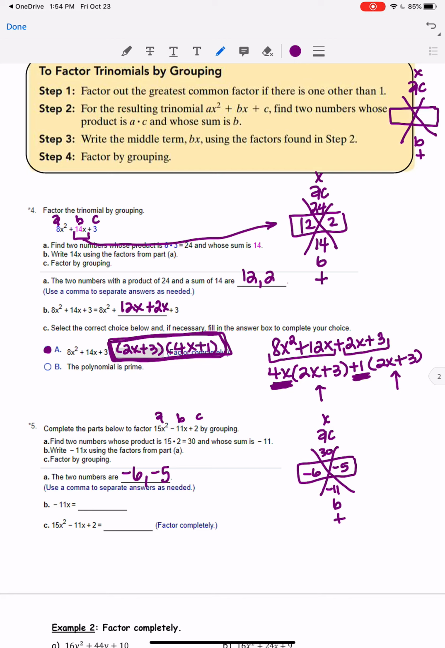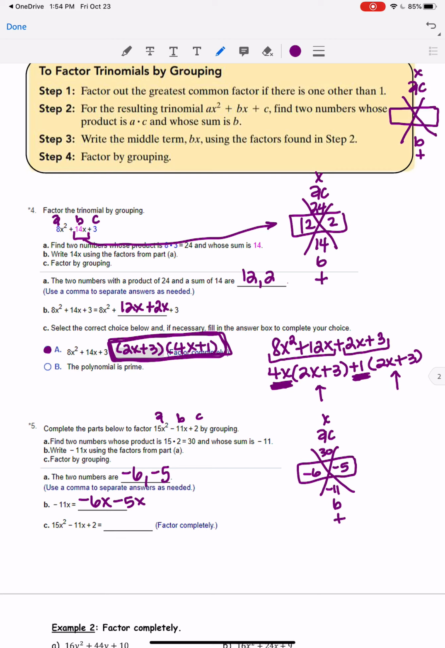So then part B wants you to rewrite negative 11x using the factors from part A. So negative 11x becomes negative 6x minus 5x. You could do plus a negative, but there's no reason to have the double sign there. So negative 6x minus 5x gets me back to that negative 11x. And then part C, factor by grouping.